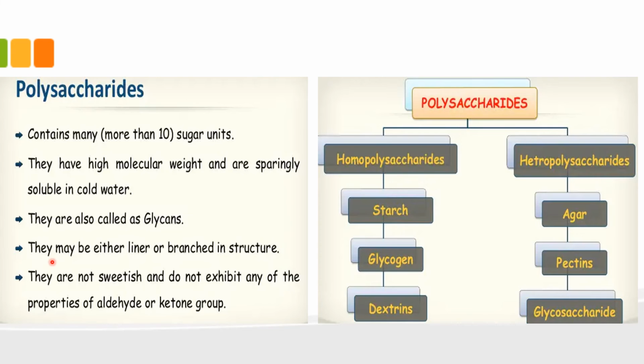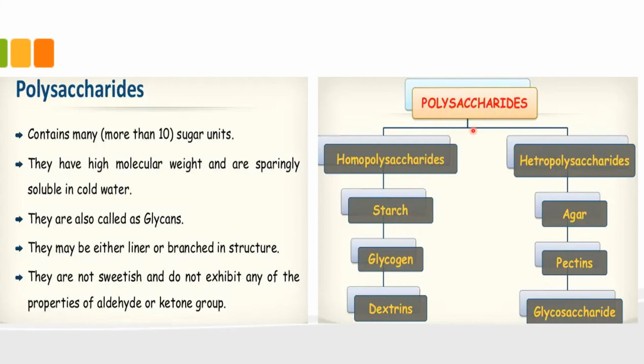So next is polysaccharide classification. As we know, if a carbohydrate contains more than 10 sugars, then it is considered a polysaccharide. Of course, they have high molecular weight and they are not soluble in water, just unlike the oligosaccharides and the monosaccharides. They have another term called glycans. Glycans is otherwise called polysaccharides. These polysaccharides will be either of linear type or branched structure. They are not sweet and they don't exhibit any properties of an aldehyde or keto group because they are already combined and form the glycosidic bond. So in this form it will be utilized.